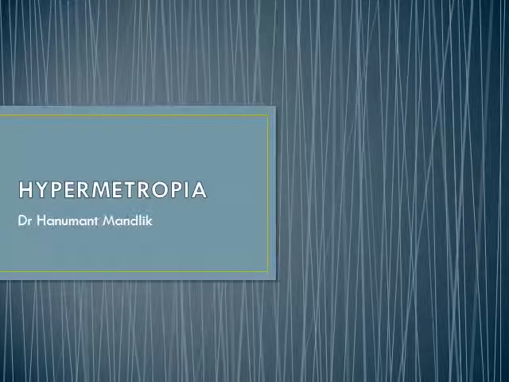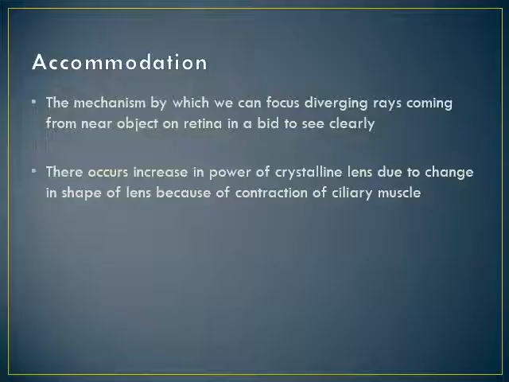Good morning class. Today's lecture is on hypermetropia. In the previous lecture we have seen the optics of the eye and then refractive error, myopia. So before going to hypermetropia, let's revise what is accommodation. Accommodation is the mechanism by which we can focus diverging rays coming from a near object on the retina to see clearly.